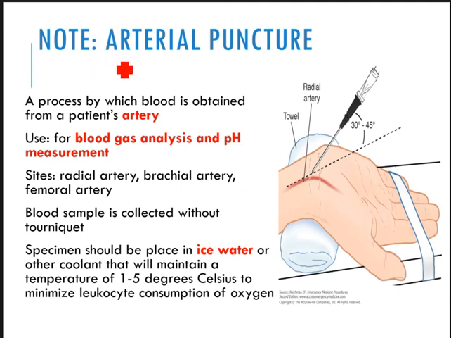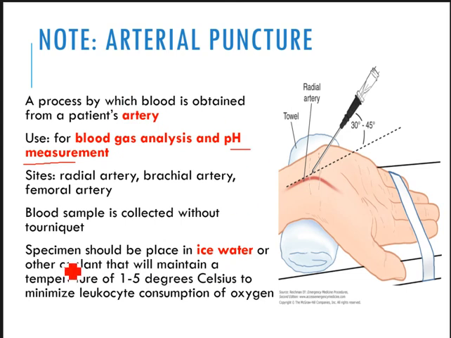Now, take note, guys, arterial puncture, we medtechs, we don't usually perform this, but this is just a good to know fact for all of you. Okay, now arterial puncture, of course, the specimen is blood obtained from your arteries. It is used for blood gas analysis and pH measurement. If your blood is acidic or maybe alkaline, arterial puncture is the way to go. So sites, we have your radial, brachial, and your femoral artery.